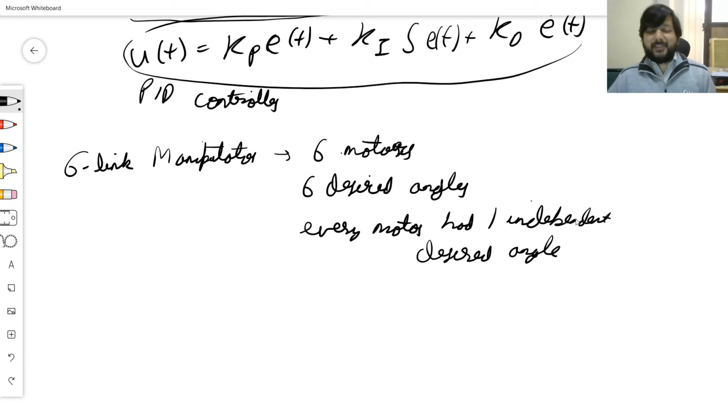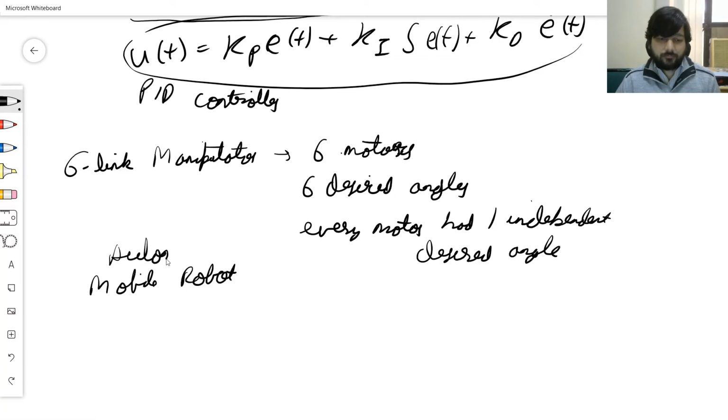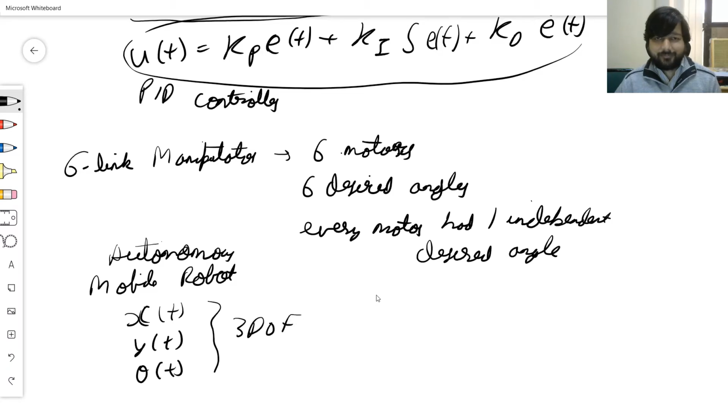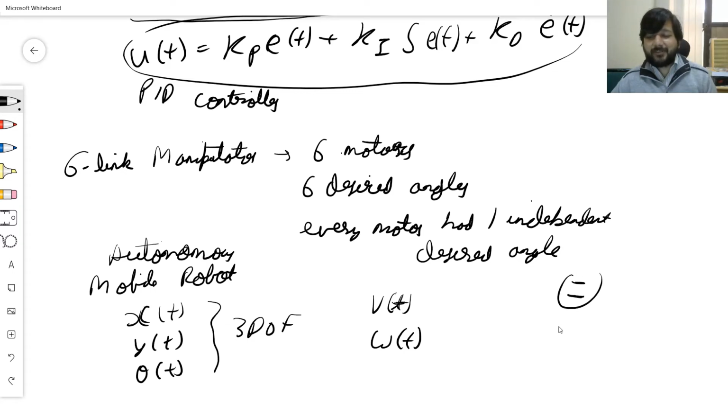So every motor could be controlled independently. Now mobile robot, I need to control X, I need to control Y, I need to control theta. I can control a linear speed by acceleration and brake. I can control angular speed by the steering. Or in a differential wheel drive robot, you can control V left and V right.